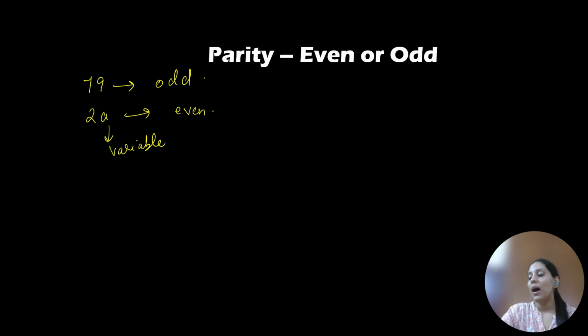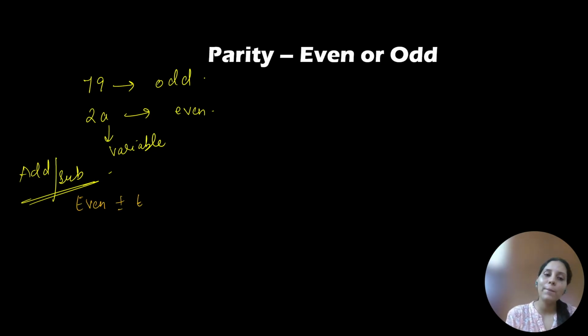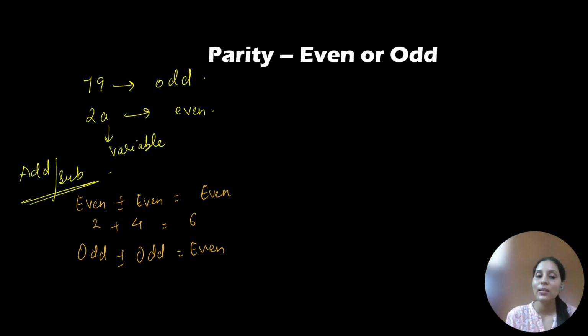So let us see how we identify the parity without calculating. Let us see how we add and subtract and what parity comes out. If I add two even numbers, the result is always even. Let's see, 2 plus 4 is 6. 2 is even, 4 is even, the result is even. If I add two odd numbers, the result is again even. 3 plus 5 is 8. See, 3 and 5 are odd numbers, but the result is even.